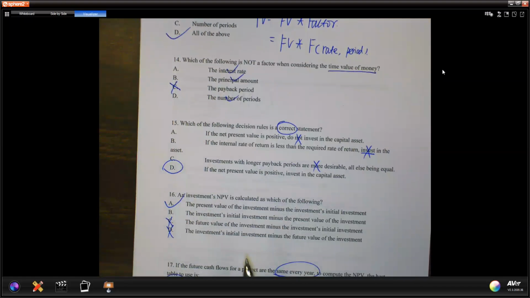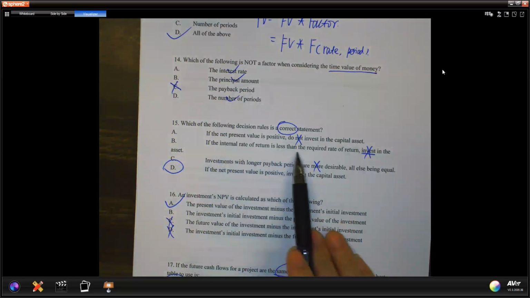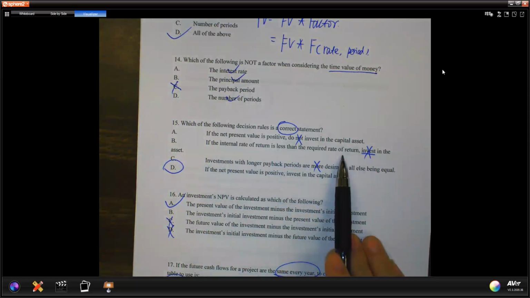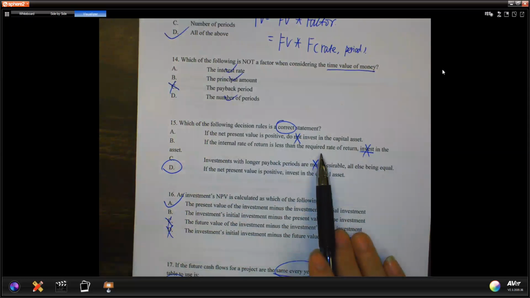Question 15, talking about correct. So we said NPV is positive, we should invest, right? The note is wrong. Internal rate is less than required rate of return. We should not invest. You get money from bank at 10%, but from the investment, you only get 8%. So don't invest, you are losing money.